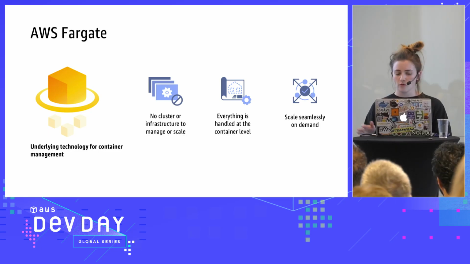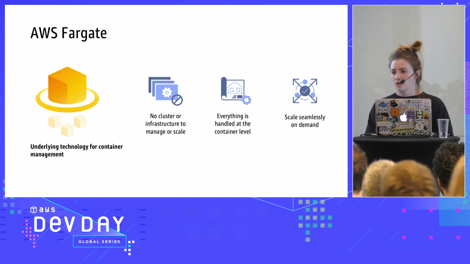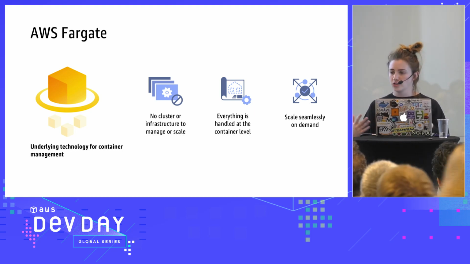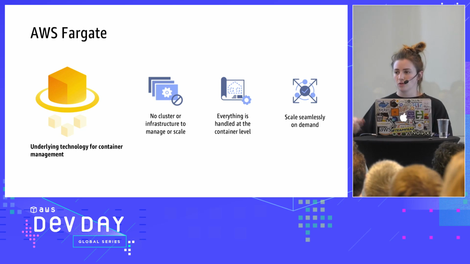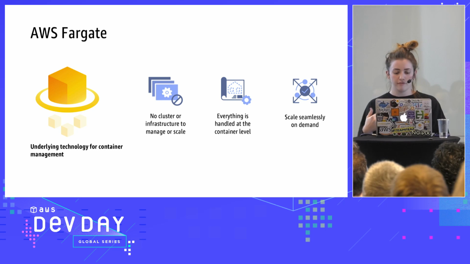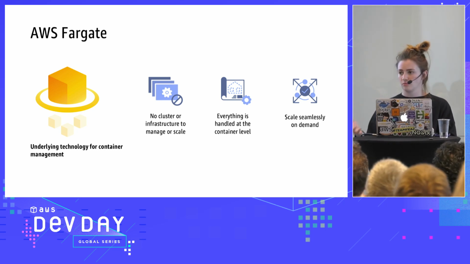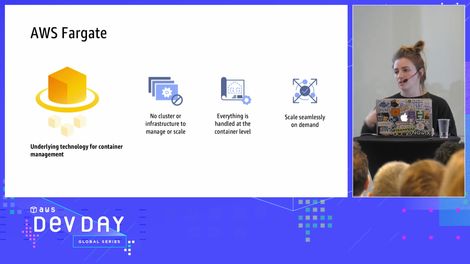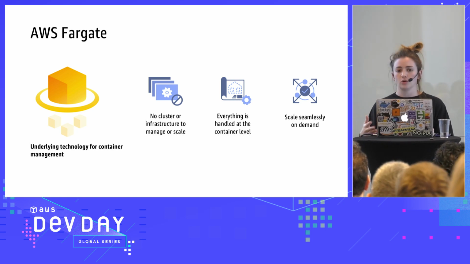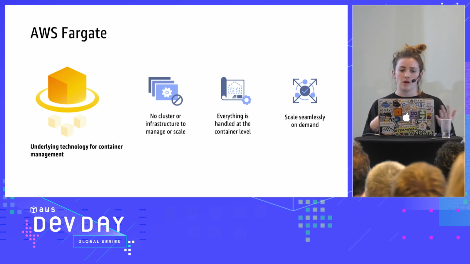If you were not in the State of the Union this morning, here's a quick overview of what Fargate is. It's not a service, but the underlying technology for container management. It's like containers on demand without needing to scale or modify the underlying infrastructure. Everything at the container level scales seamlessly based on demand. It's resource-based pricing, so more similar to the Lambda model maybe than to the traditional EC2 model.